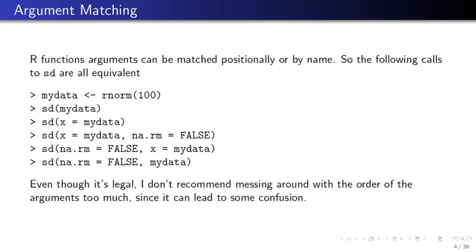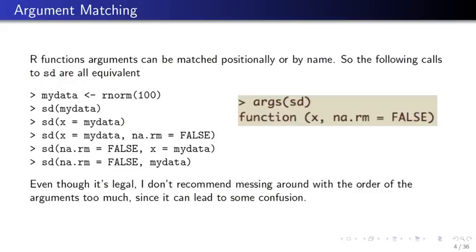So R function arguments can be matched positionally or by name. This is key when you're writing a function, and also when you're calling it. So, for example, take a look at the function sd, which calculates the standard deviation of a set of numbers. So sd takes as input x, which is the name of the argument, which is going to be a vector of data. And there's a second argument called na.rm, and this controls whether the missing values in the data should be removed or not. And the default value is for na.rm to be equal to FALSE. So by default, if you have missing data in the set of numbers for which you want to calculate the standard deviation, the missing values will not be included.